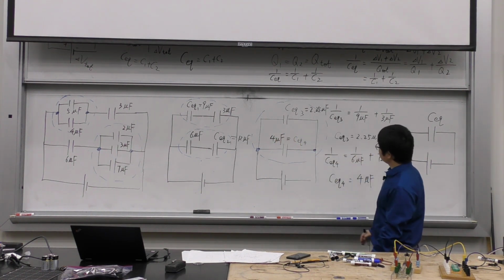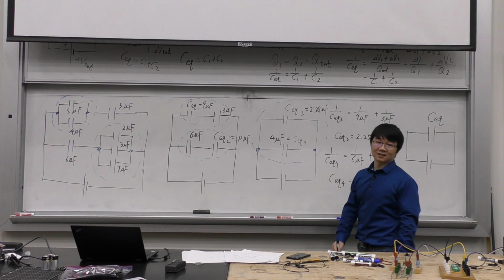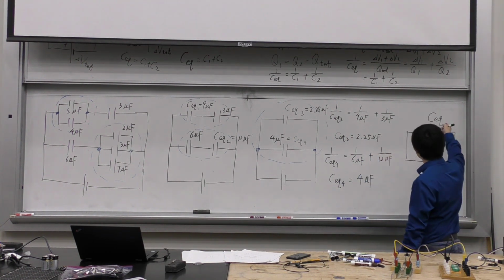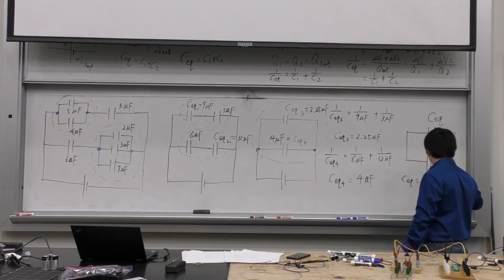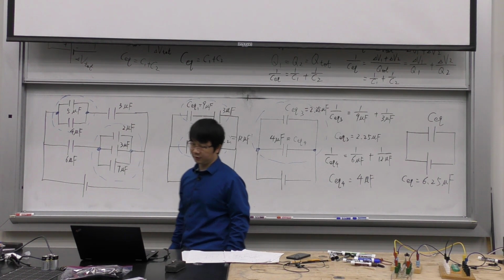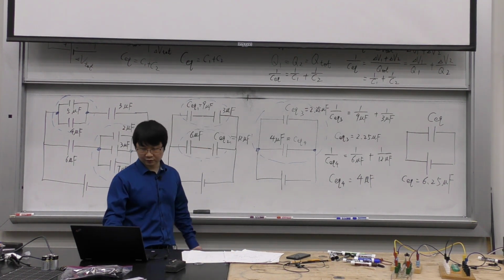Now, combine these two. Oh, they're in parallel. Parallel, nice. Just add them together. So this CEQ is going to be this plus this. The CEQ is going to be 6.25 microfarad. All right? So that's CEQ. That's how we find CEQ.